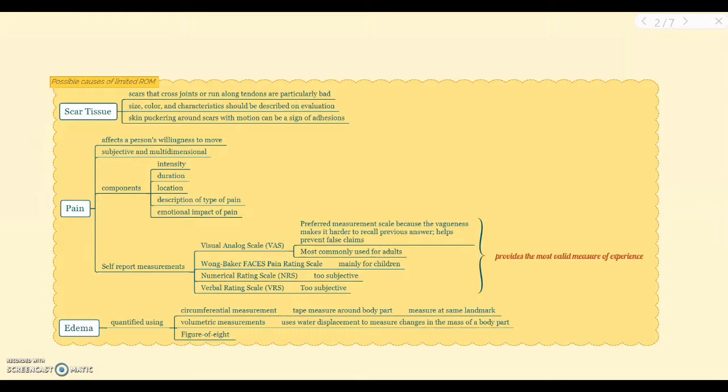So with range of motion, you can do a functional screening, or you can go ahead and use a goniometer and take detailed measurements. But some possible causes of limited range of motion include scar tissue, pain, and edema. So scar tissues that cross joints or run along tendons are particularly bad for range of motion. Pain will affect the person's willingness to move, and edema will also disrupt range of motion.